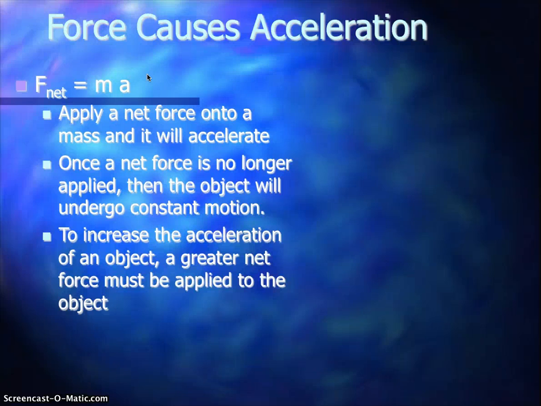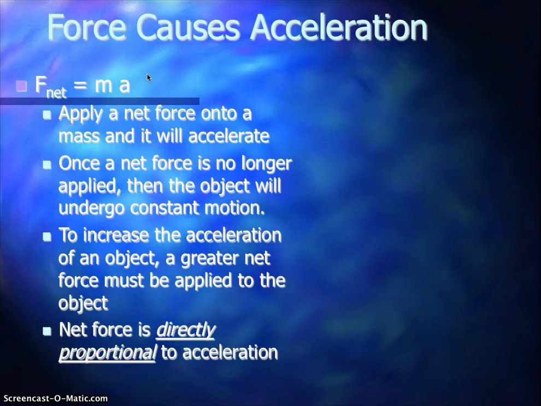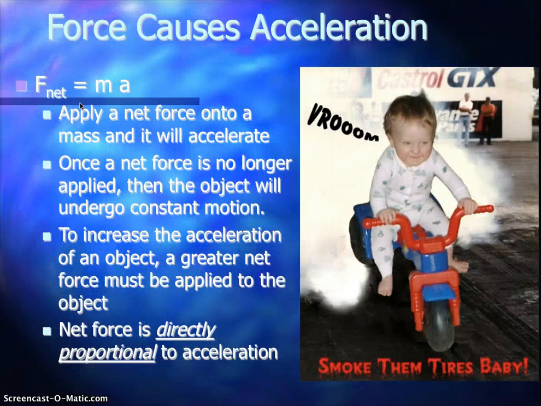So if we are going to give an object an acceleration, then you have to apply a greater net force. Apply a net force, the object will accelerate. So what we are able to say is that net force is directly proportional to acceleration. Look at the equation, F net is equal to ma. If I increase acceleration by a factor of 2, then the net force will also increase by a factor of 2. So it's directly proportional. Here's a kid, zooming along, applying a huge amount of net force, causing his tricycle to zoom forward.